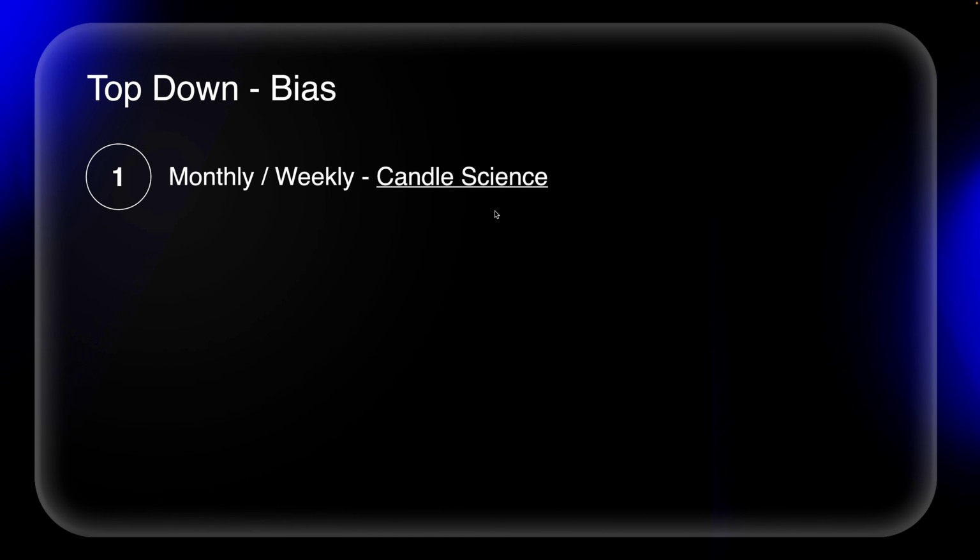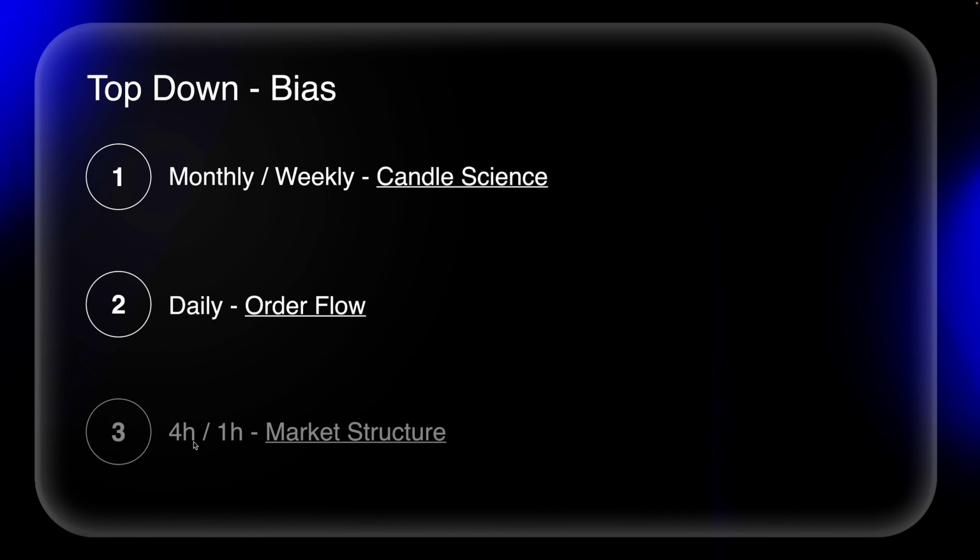So again, there's no limit to this. You can get extremely creative with this. But for this example, to keep it somewhat simple, we're going to go over the monthly and the weekly for candle science. Then for the daily, we are going to go over order flow. For the 1 hour and the 4 hour, we are going to touch on market structure. Now, this combination that we currently have is mainly focused on something like swing trader to a day trader.